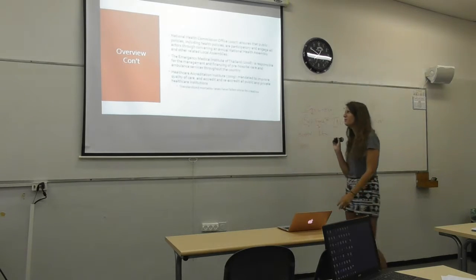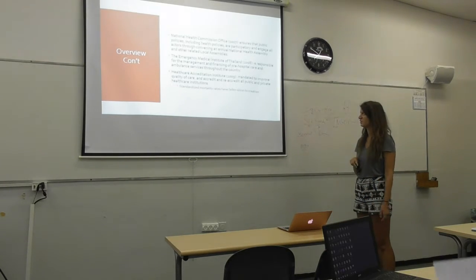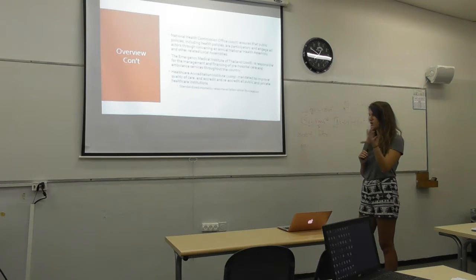So, a couple more things that they got. The National Health Commission Office ensures that public policies, including health policies, are participatory and they engage all the actors throughout the country. They have national health assemblies, and then they also have local assemblies to determine which of the different areas needs and to see how the budget should be allocated to them.